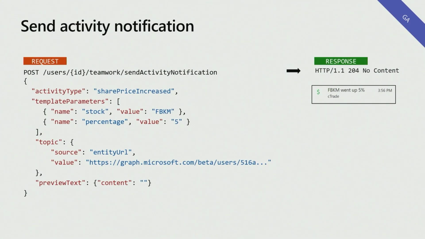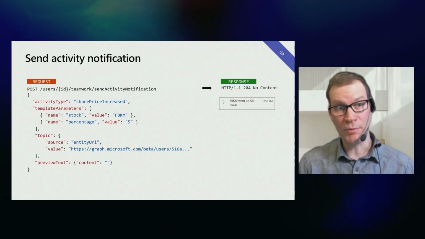To send that activity feed notification, first you post to /users/{ID}/teamwork/sendActivityNotification. You pass in which activity notification you want to send. We did share price increased in this example. You pass in the values for those parameters. Stock is going to be FBAKM, percentage is going to be 5. Between the template parameters and the template that we specified in the manifest, that determines what that first line of text looks like.